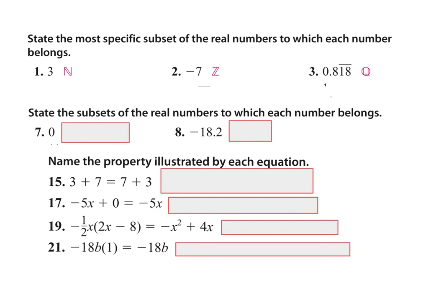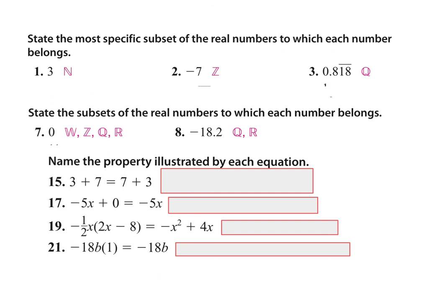So if I look at 0, we start at the most specific, and then it's everything above it. The most specific would be whole, and then you're going to go up: integer. It's also rational, and it's also real. That's the best way to think about all the sets that it's in. Get to the most specific, and then just go up from there, all right? -18.2. Well, the most specific is rational. And if it's rational, it's also real.